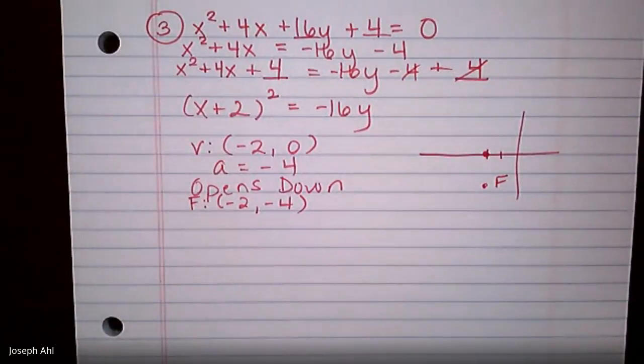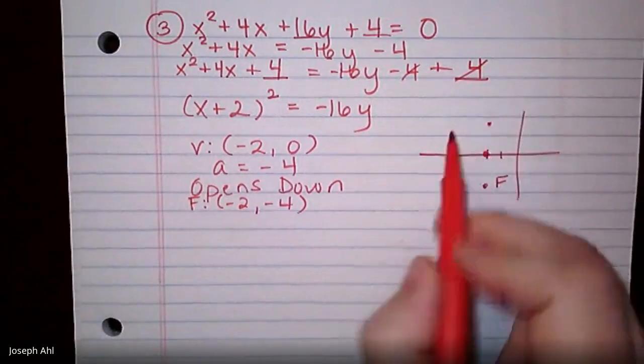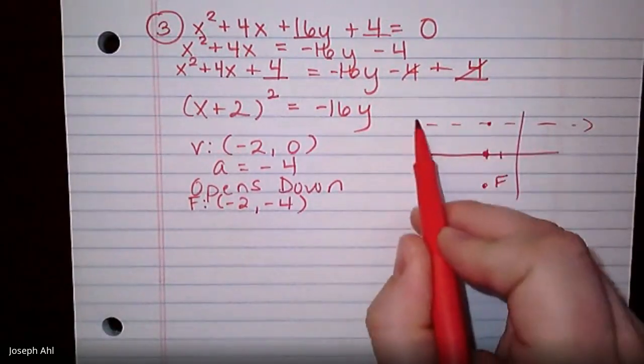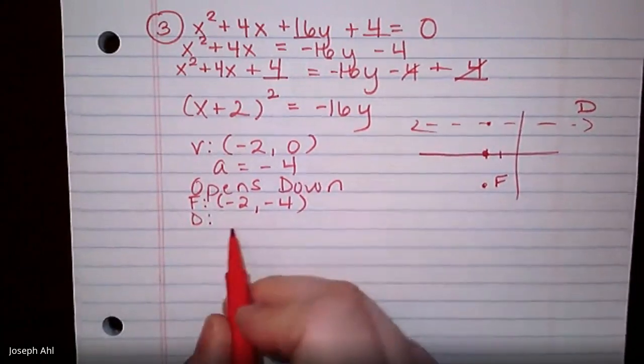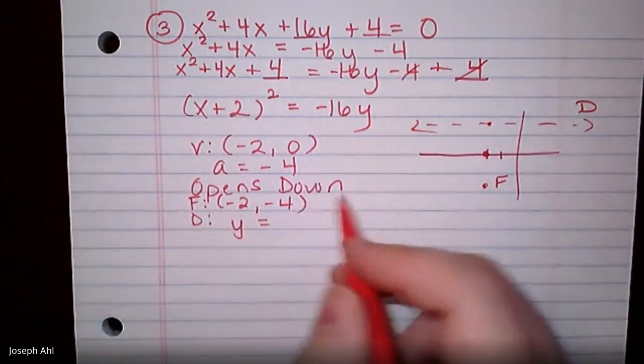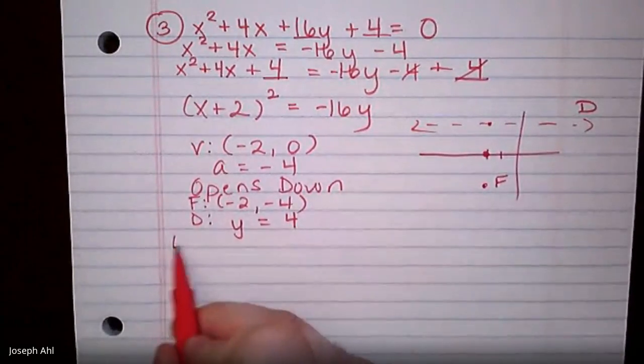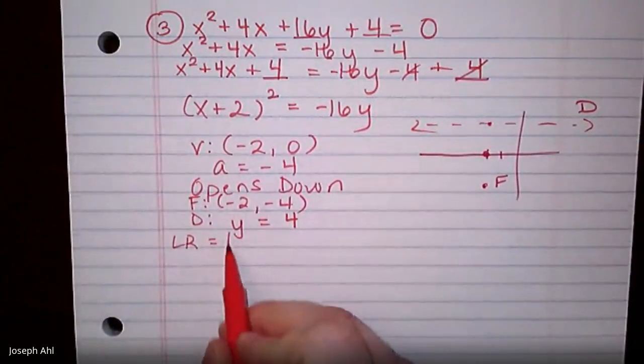Okay. If I go up 4 units, that's going to be the equation of the directrix line. So the directrix is going to be 4 above, so that's y equals 4. The LR has a total length in this case of 16.